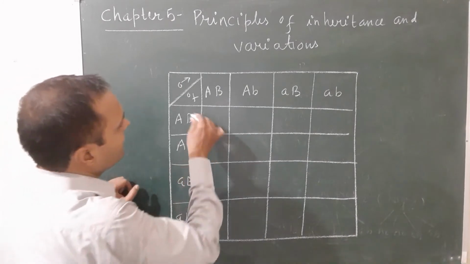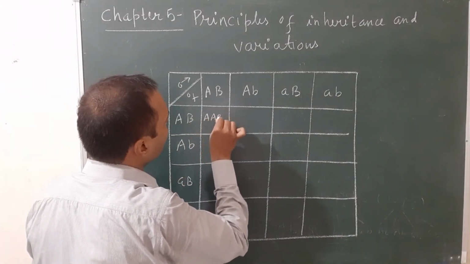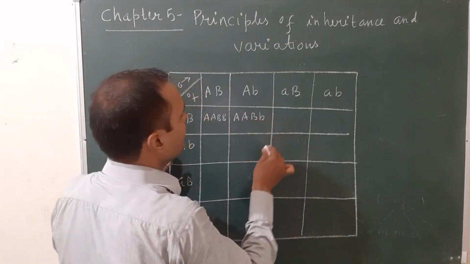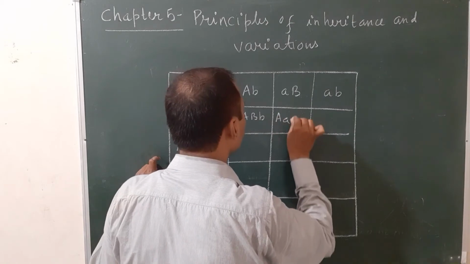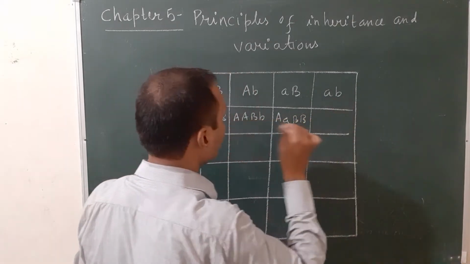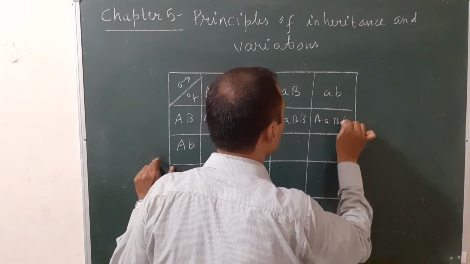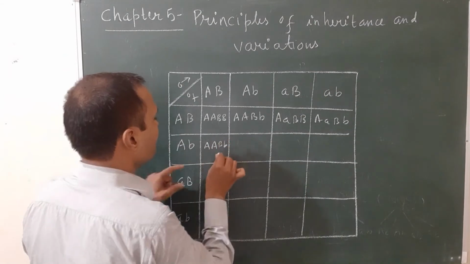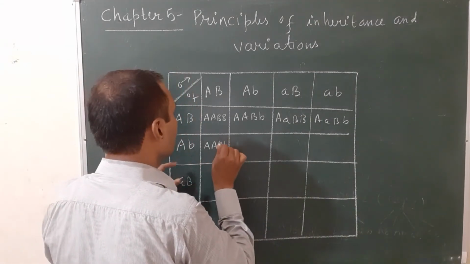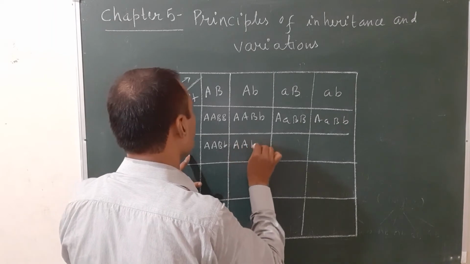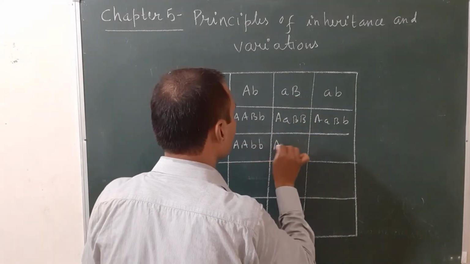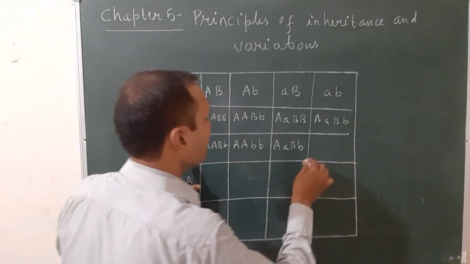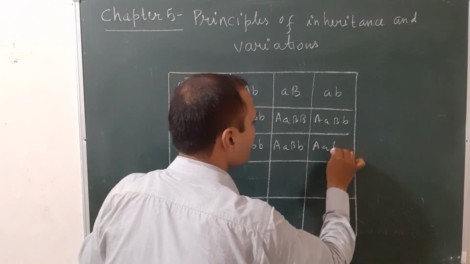Let us combine. When you combine, in the first row: capital A, capital A, capital B, capital B; here capital A, capital A, capital B, small b; here capital A, small a, capital B, capital B; and in the fourth one, capital A, small a, capital B, small b. In the second row: capital A, capital A, capital B, small b; in this case capital A, capital A, small b, small b; in this case capital A, small a, capital B, small b; here capital A, small a, small b, small b.